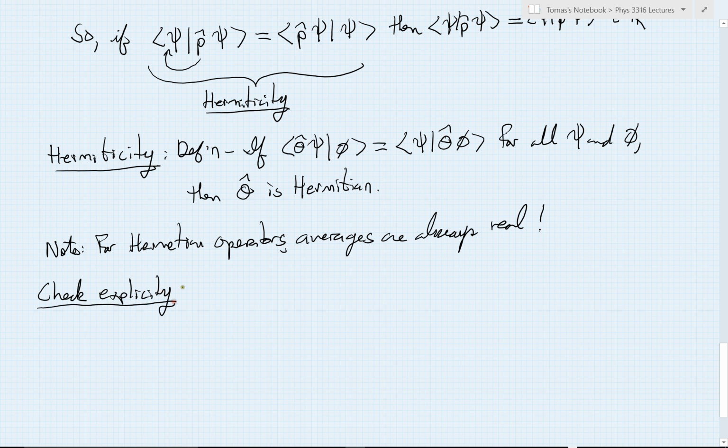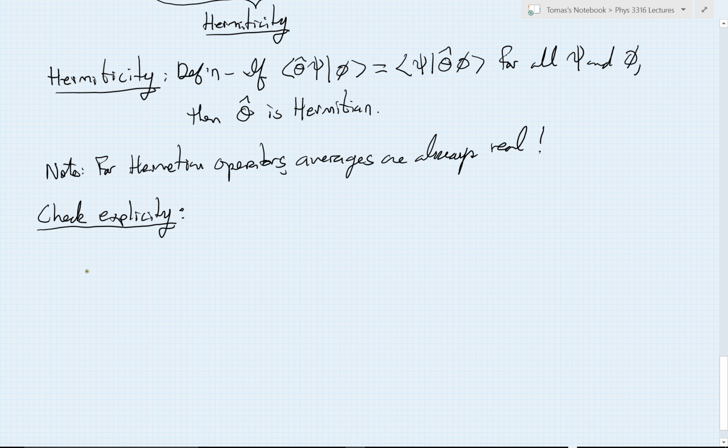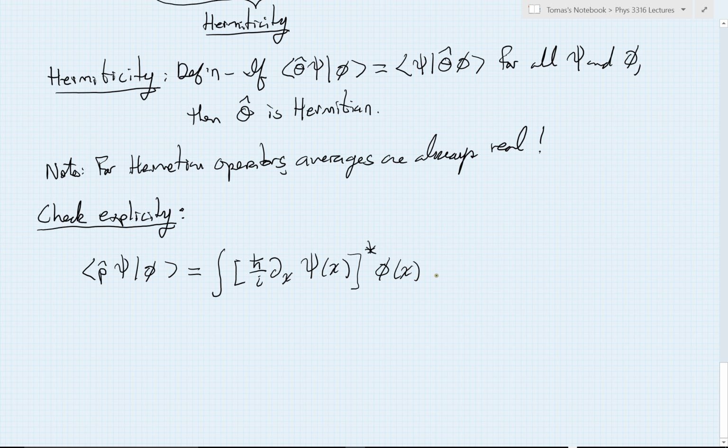But if we want to check it explicitly, what we are going to do is begin with the momentum operator applied to the first wave function, which would mean the following. I would have the integral. The momentum operator is h bar over i times the derivative with respect to x, then of psi of x. That's my momentum applied to psi. To form the inner product, I then complex conjugate that and multiply by the other wave function and integrate over all possible values of x.